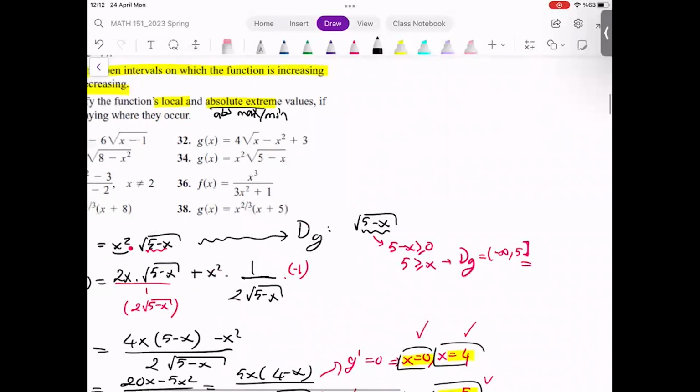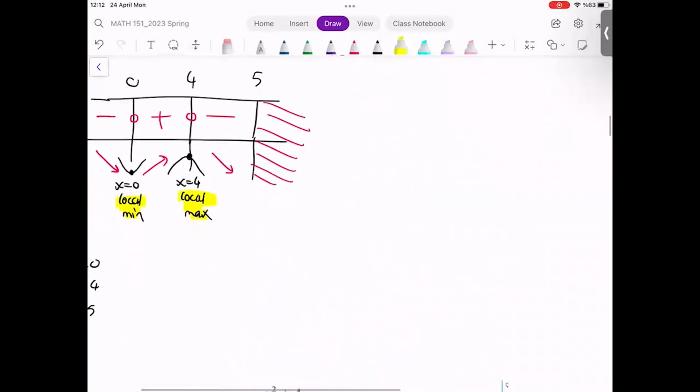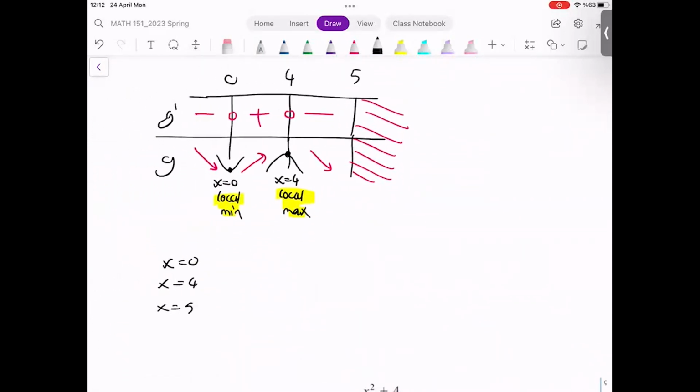Where is the domain? The domain is here, minus infinity to 5. 5 already appeared in the list as a critical point, so minus infinity. Since it is an open interval, you will look at the limit at all those points. Okay, this is a list of critical points plus the endpoints, right? Critical points, and this comes from the endpoint of the domain. Okay, for all these points, you will look at the image, the value of your function: g of 0, g of 4, g of 5.